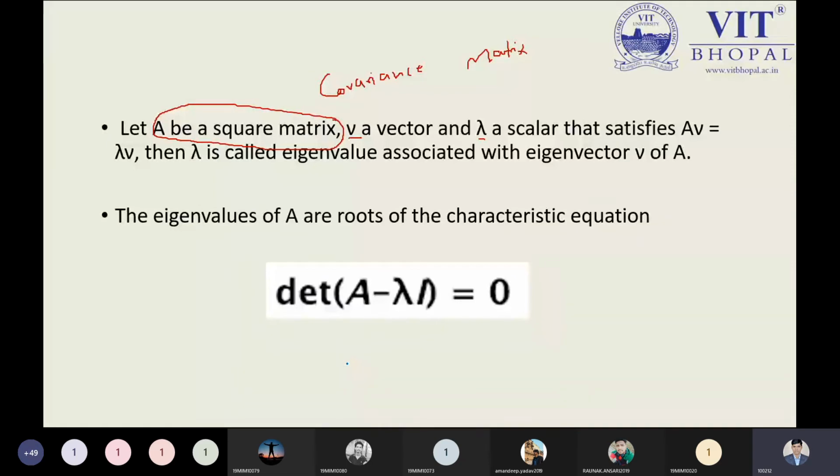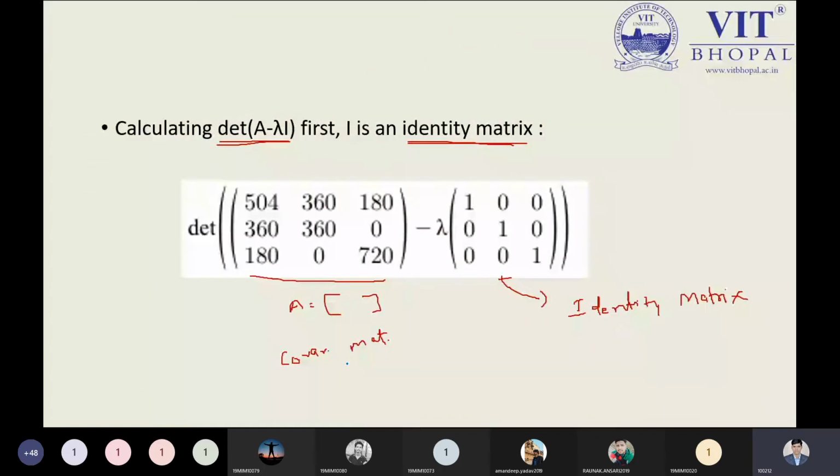Determinant of A minus lambda I equals 0. What is meant by I? I means the identity matrix. So let us understand this point right now: calculating the determinant of A minus lambda I, where, please keep in mind, I is the identity matrix. If I am putting all the values of A over here, this value belongs to our covariance matrix. Lambda we have put over there, and this identity matrix we can write like this, 3 by 3. Can I write like this?